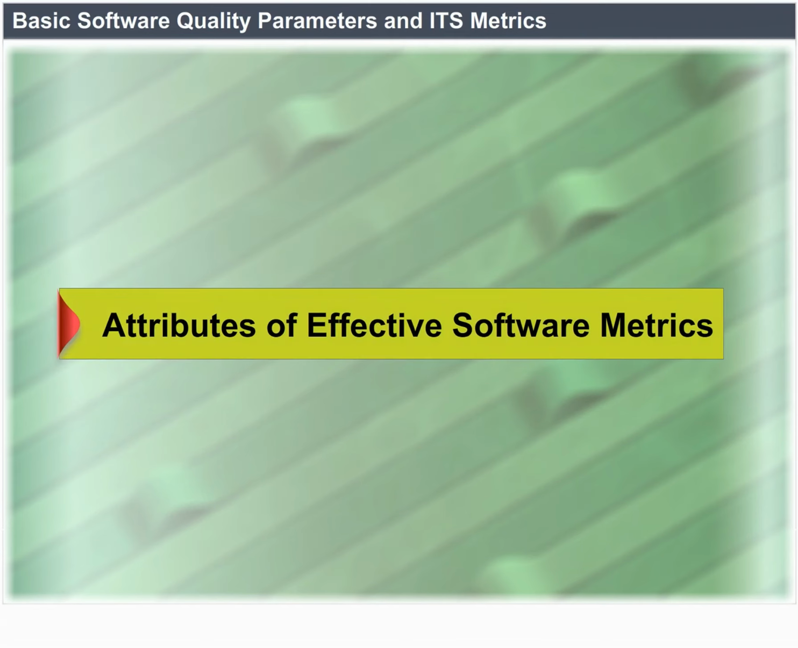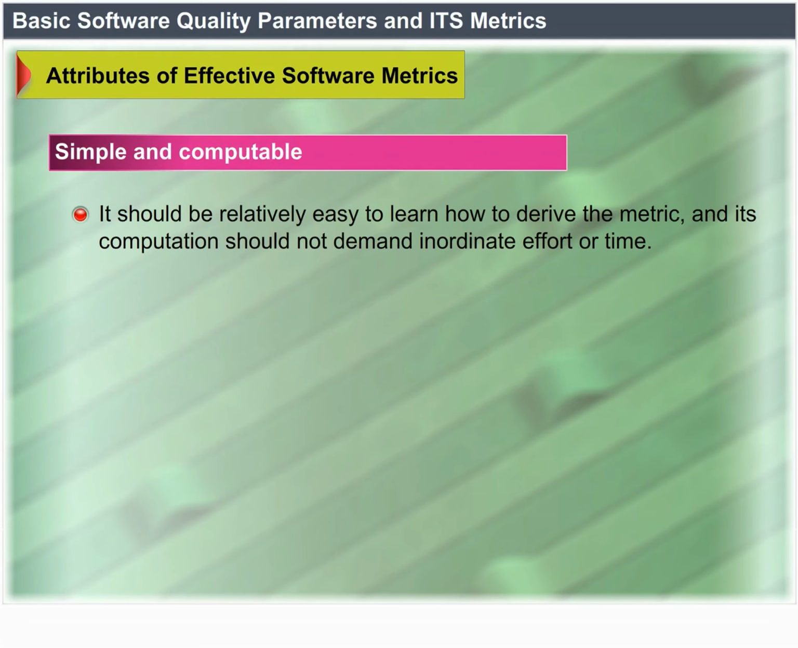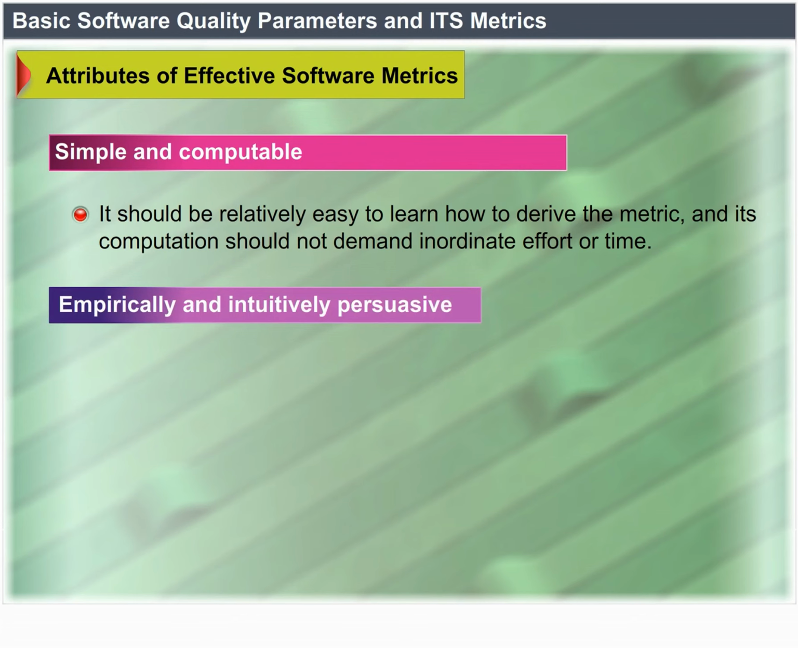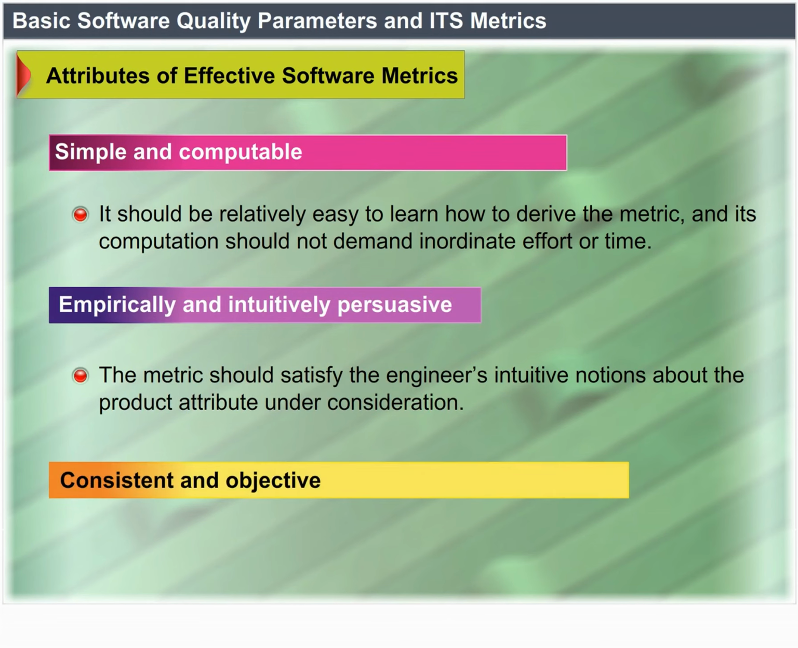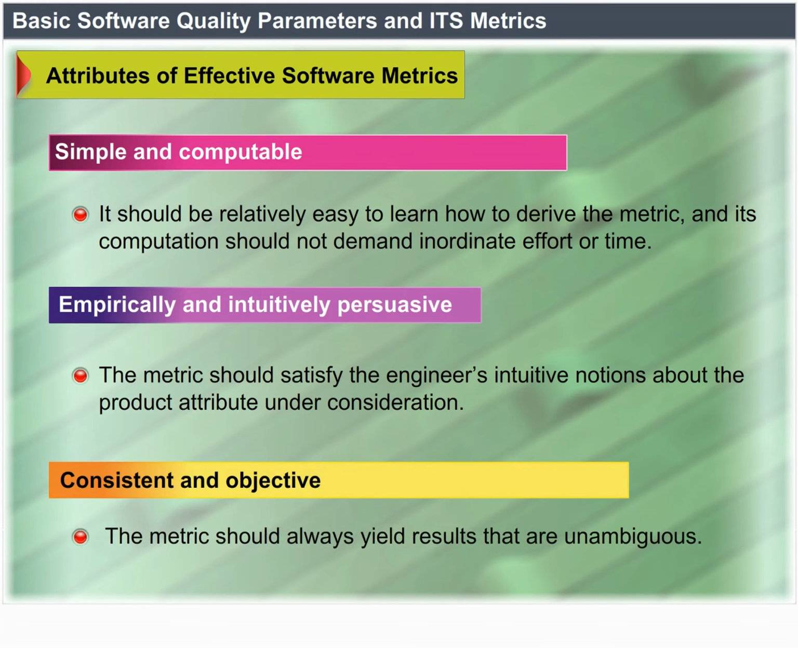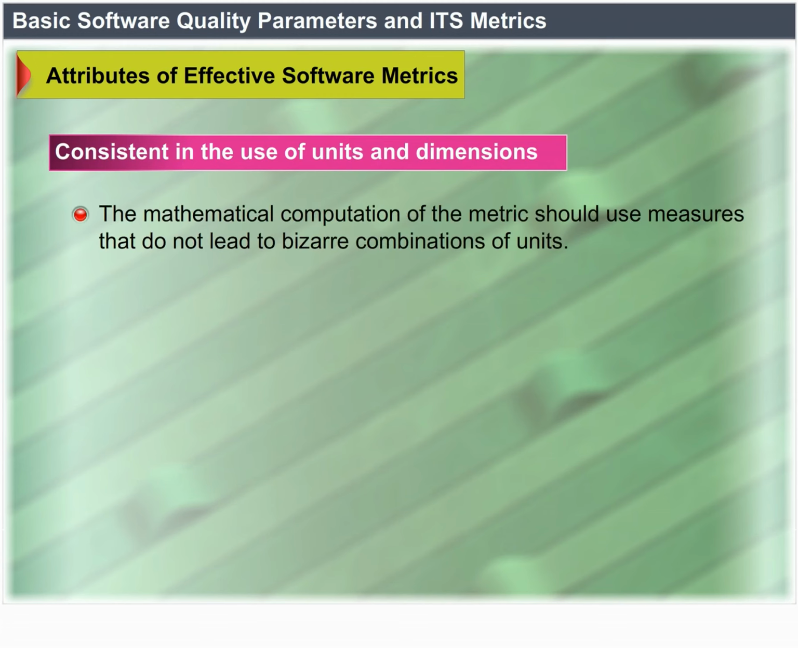Attributes of effective software metrics. Simple and computable: it should be relatively easy to learn how to derive the metric, and its computation should not demand inordinate effort or time. Empirically and intuitively persuasive: the metric should satisfy the engineer's intuitive notions about the product attribute under consideration. Consistent and objective: the metric should always yield results that are unambiguous. Consistent in the use of units and dimensions: the mathematical computation of the metric should use measures that do not lead to bizarre combinations of units.